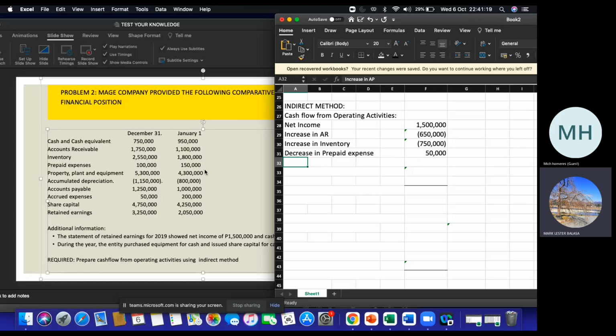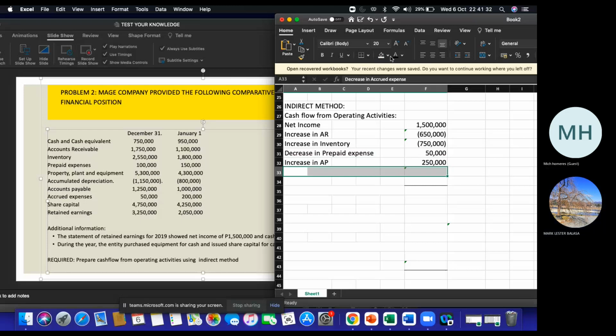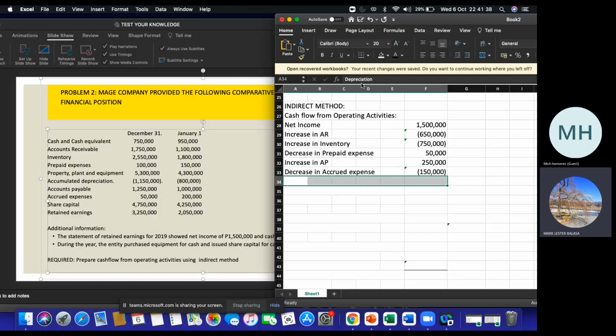You have property, plant and equipment, which is not included here because it's investing. What else? Accounts payable. What happened to your AP? It increased. And then your accrued expense, what happened? It decreased. So the total of that is this one. You have depreciation too, class. Since we are using the indirect method, to net income you add back the depreciation. So, 1,150,000, then you have 800. You have 350.